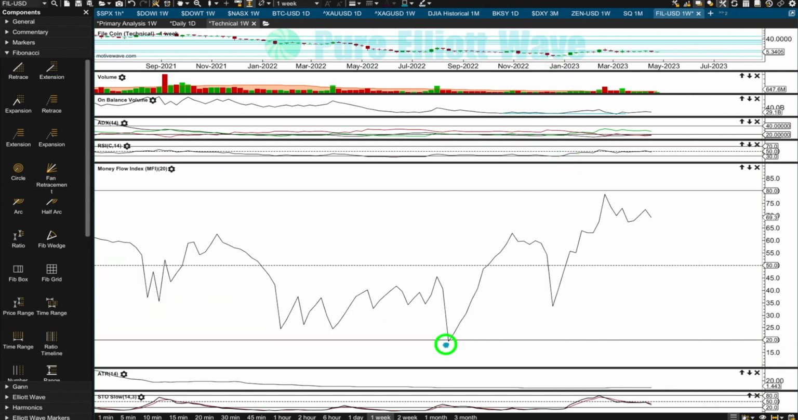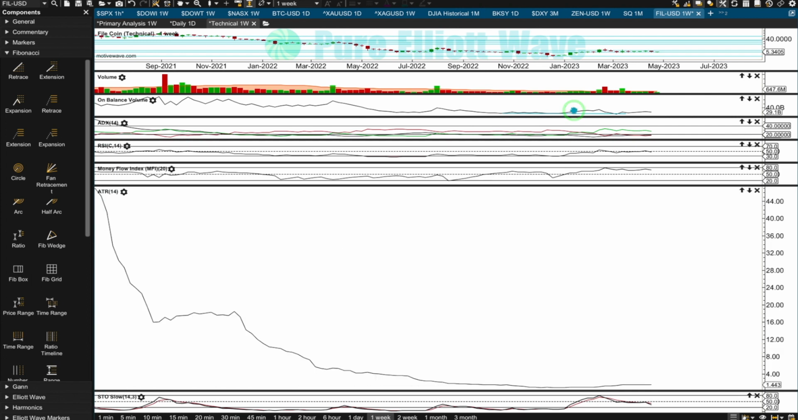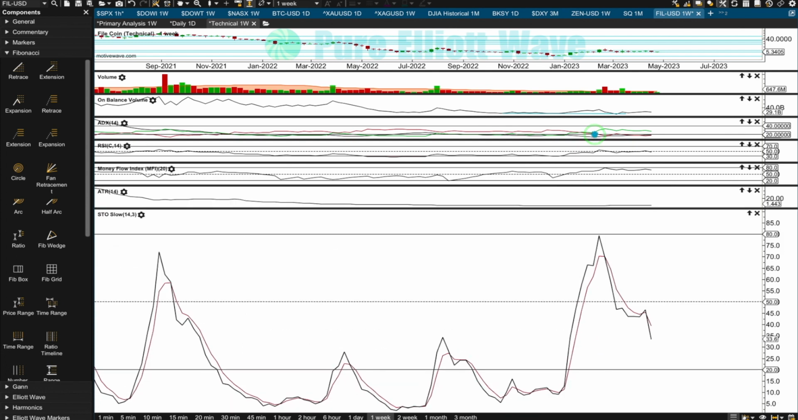Likewise with money flow, there's bullish divergence. Money flow only just dipped into oversold. ATR is really flat. That's pretty normal for the end of a bear market, possibly starting to see a very slight rise as price starts to move up off that low. Early days though, and stochastics neutral.